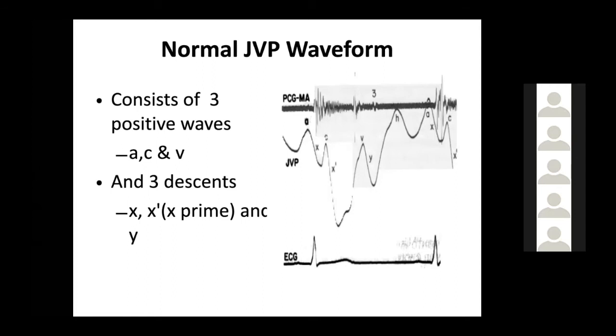But X and Y descents are very important. As compared to the cardiac cycle, where does A come? A is pre-systolic, so A is a diastolic event. Then we get the X descent. Why do we get A? It is due to the pre-systolic atrial contraction. Because of the atrial contraction during diastole, the blood goes to the SVC, and so it is reflected in the JVP. After the A wave, you get atrial relaxation, that is the X descent.